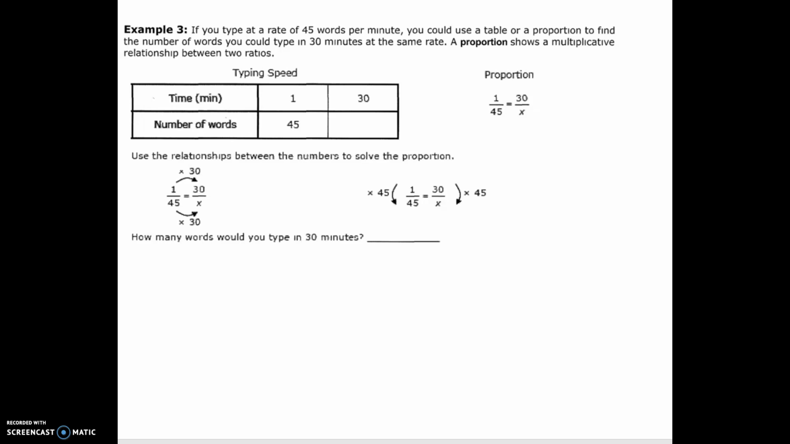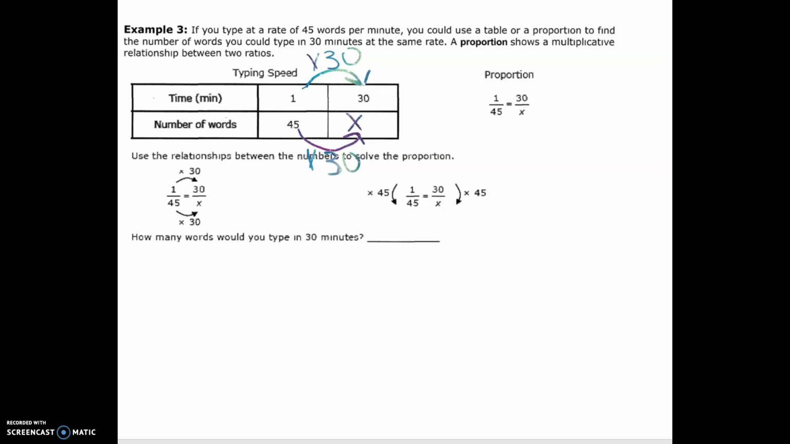At the top with the table, we notice that we go from 1 to 30, so we would have to go from 45 to the unknown. Well, we find our pattern, and 1 times what would give you 30? Well, 1 times 30. So we would also have to multiply the bottom by 30 as well, since you have to follow the same pattern.